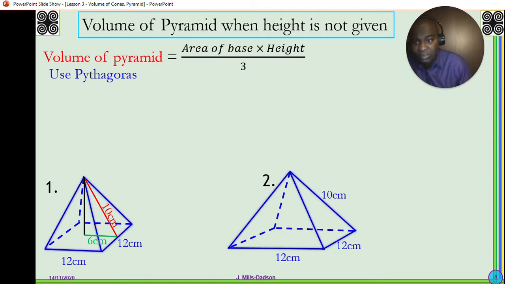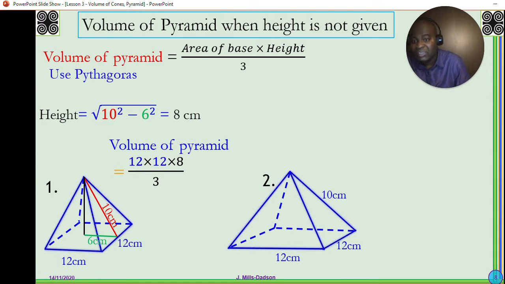We're going to use Pythagoras to find out the perpendicular height. If that is 12, from this center to this side has to be 6. So we have 10 as the hypotenuse and 6, using Pythagoras, the subtraction rule, to work out the height. So it's 10 squared minus 6 squared, square root of that will give you 8. So we now know that the height is 8.